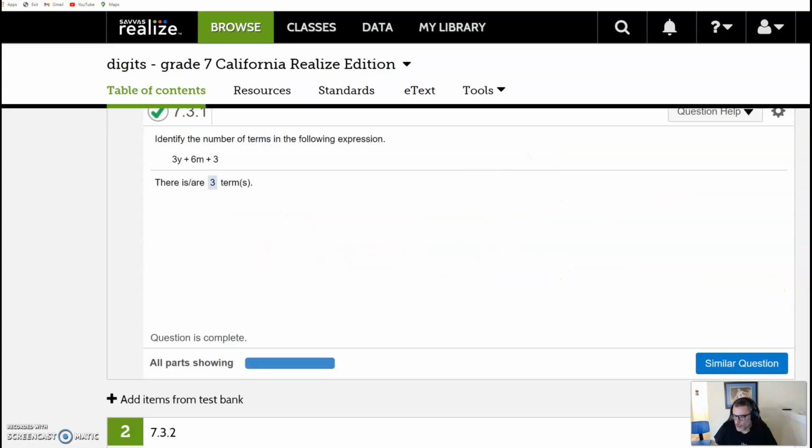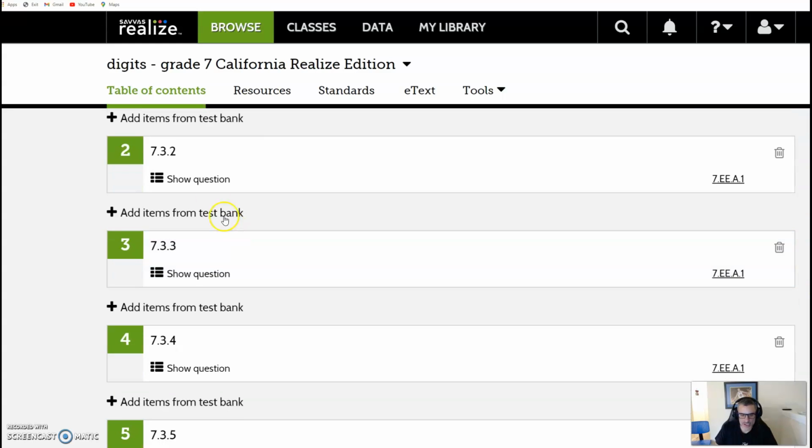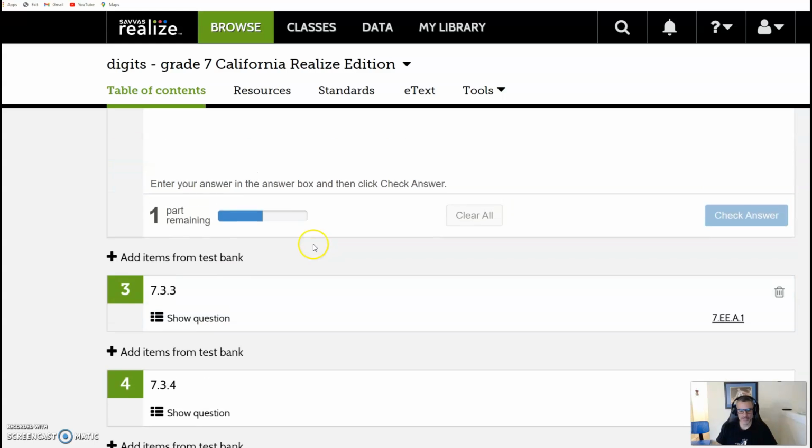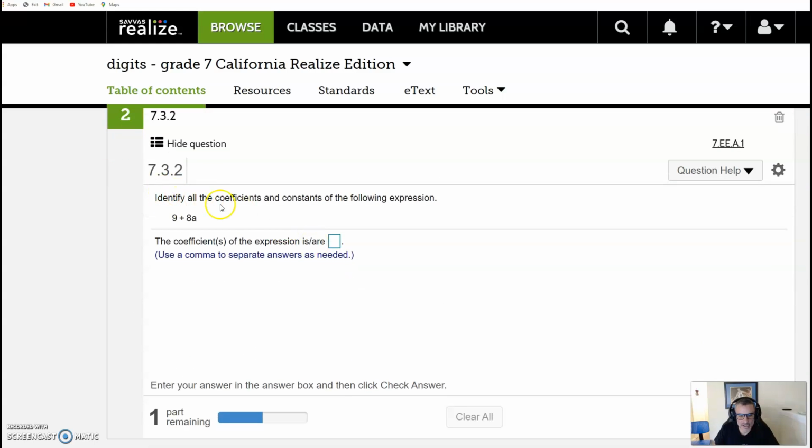Moving on to number 2. Number 2 introduces us to some new vocabulary. It says identify all the coefficients and constants of the following expression. So we have 2 new words here, coefficient and constants. So again, I'm going to start with my own example. I'm going to say 5x minus 3y plus 7 minus 2.